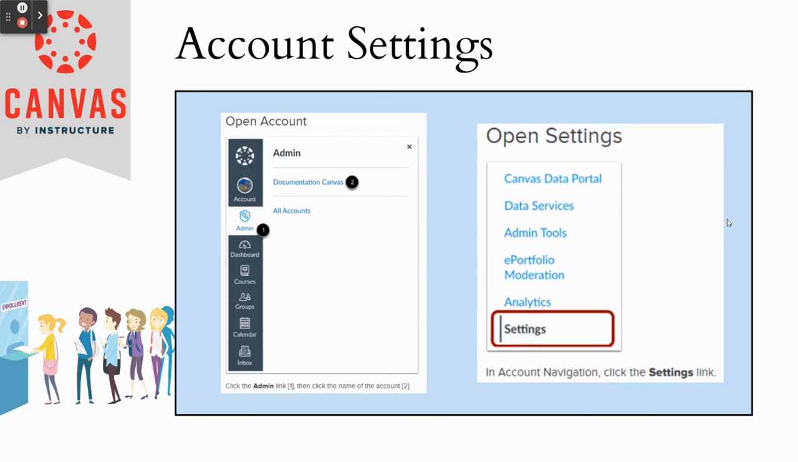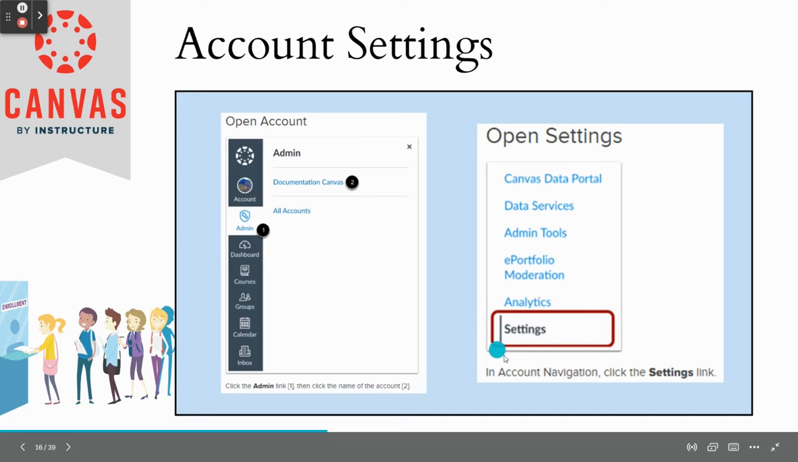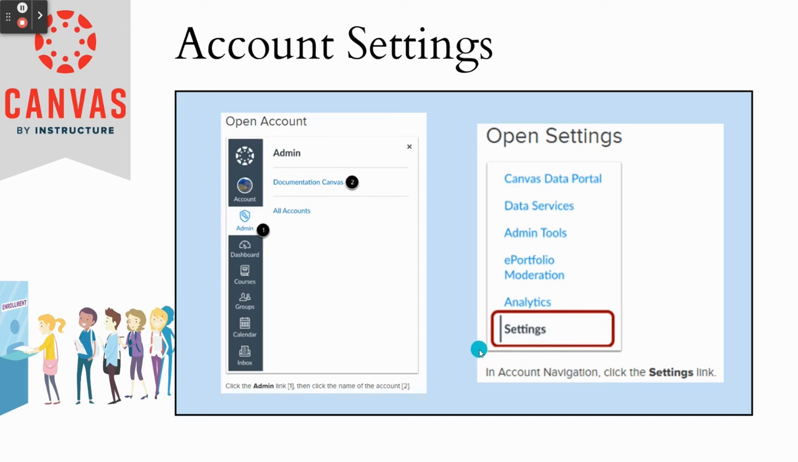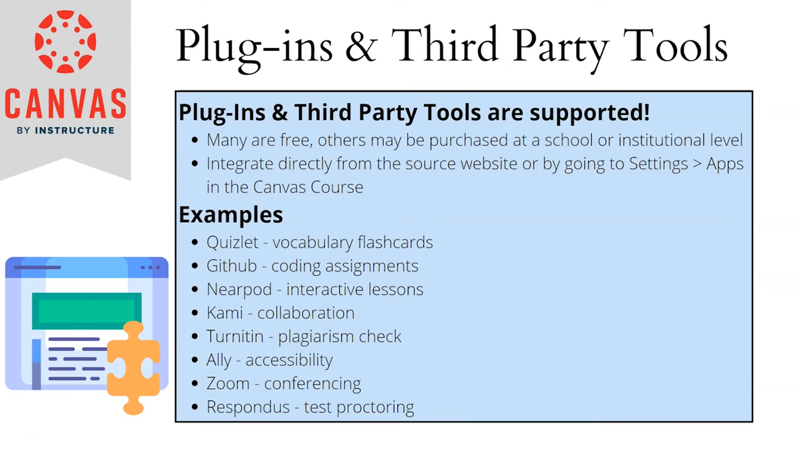So account settings can be accessed through the navigation menu as you see on the screen. So you would click on the admin link that you see on 1, then click the name of the account as you see on 2. And that will prompt to open the settings. So then you would simply click on settings in order to be able to enable the various options for enrollment that we just saw.